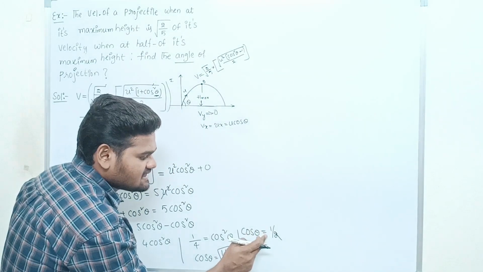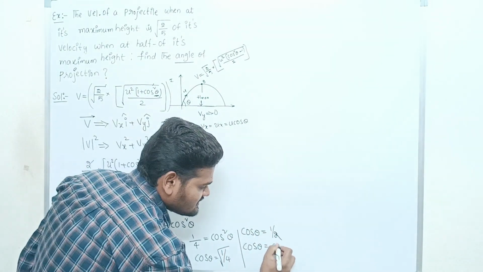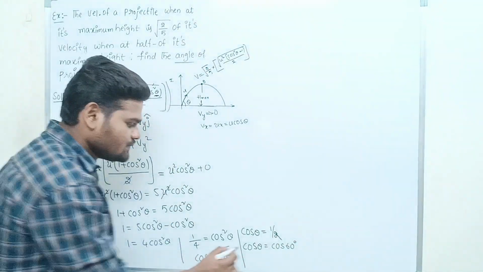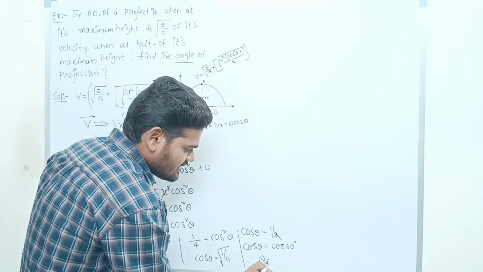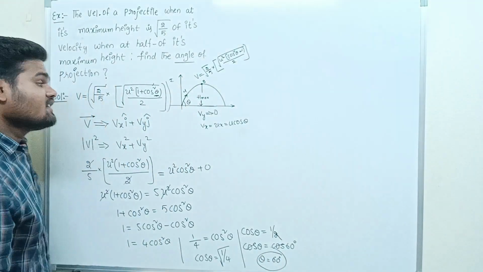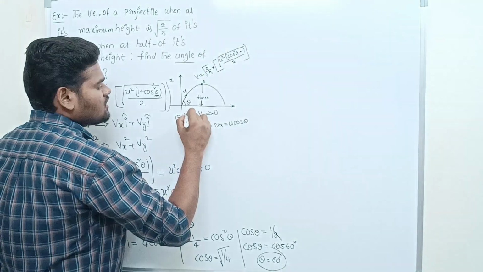So cos theta is equals to 1 by 2. 1 by 2 can be written as cos 60 degrees. Cos 60 degrees is equals to how much? 1 by 2. So cos gets cancelled out and theta is equals to 60 degrees. So that is the answer. So the angle of projection theta is equals to how much?